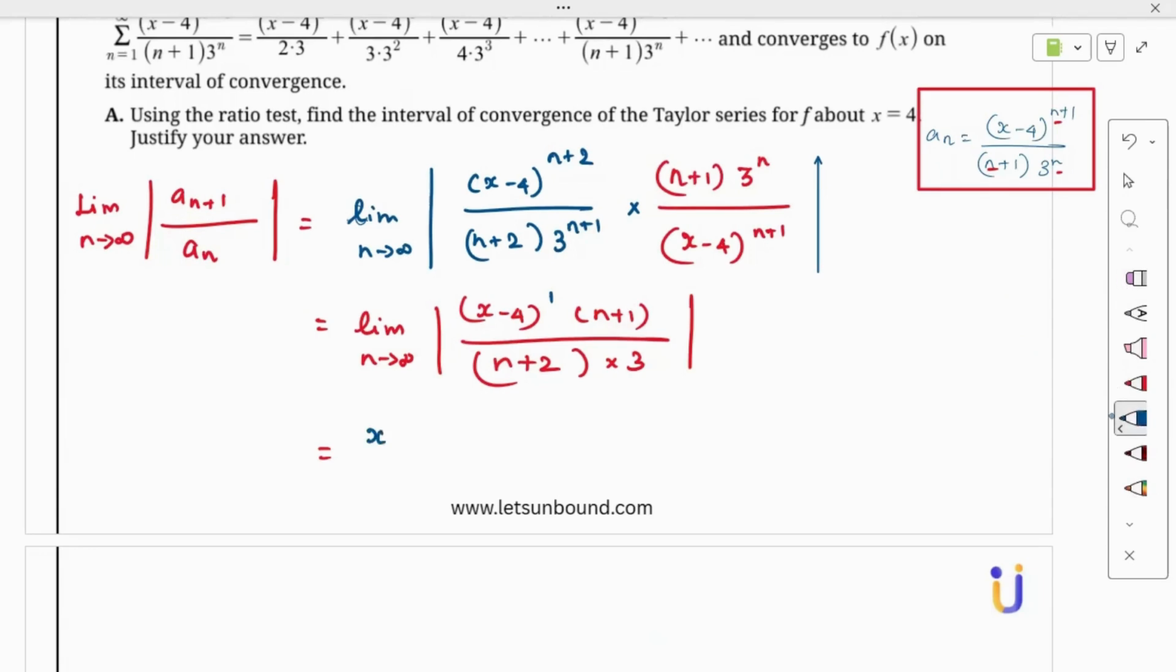They are not dependent on n. So we take this outside. Now we apply limit n to infinity for remaining terms, n plus 1 by n plus 2. Anyways, they are positive, so I didn't use the modulus here.